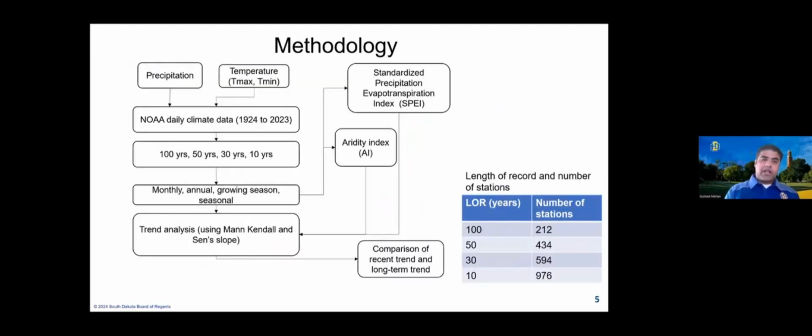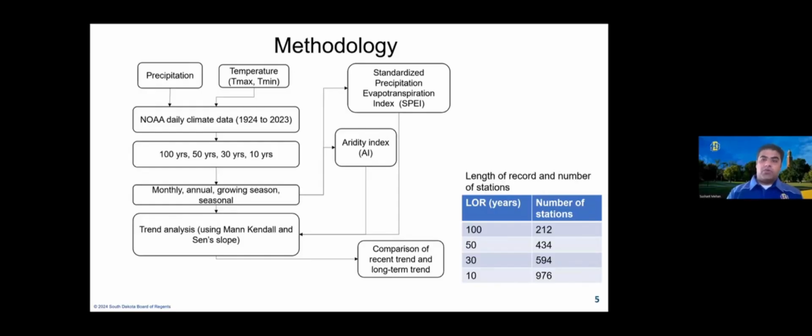So the slide here outlines the methodology that my team is using to do a climate analysis study, which focuses on the long-term trends in precipitation, temperature, and aridity in the Great Plains region. We are using NOAA daily climate data from ground-based stations spanning from 1924 to 2023, that spans 100 years, to capture both precipitation and temperature data, including maximum and minimum temperature separately.